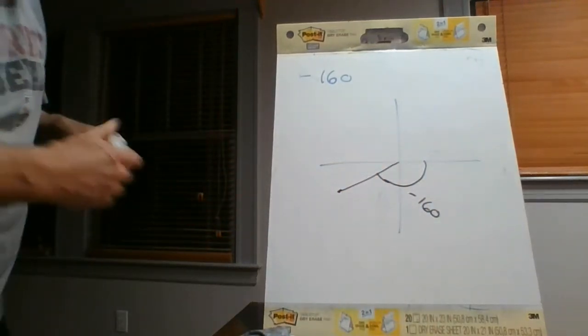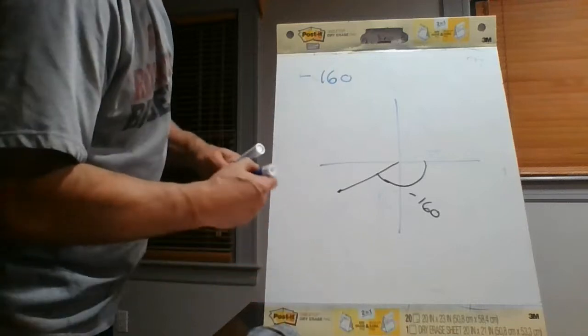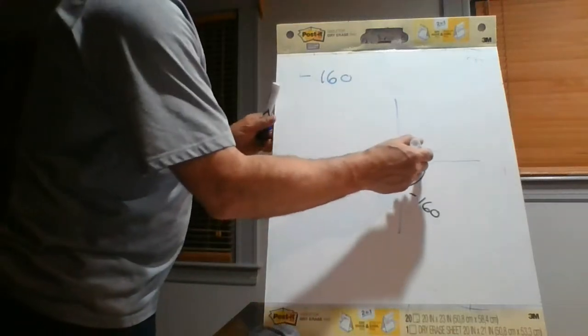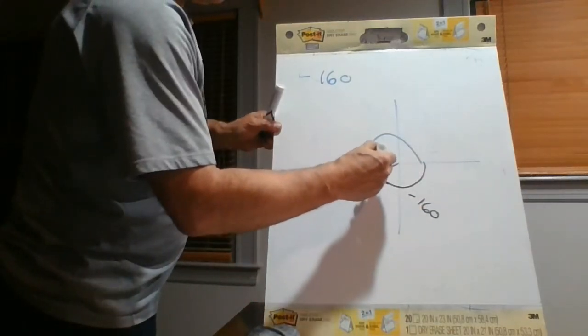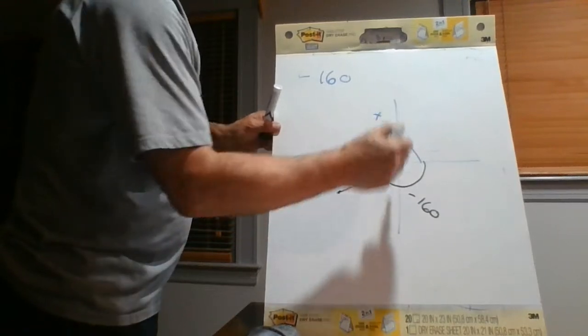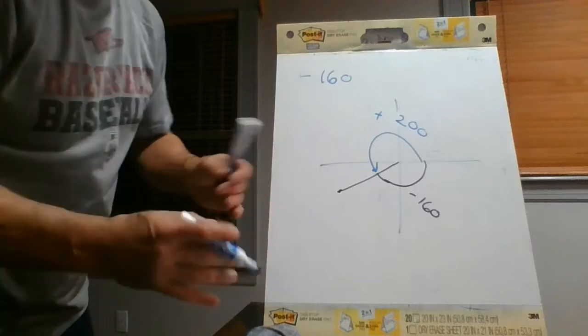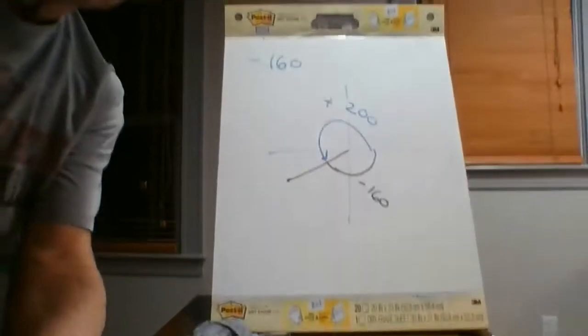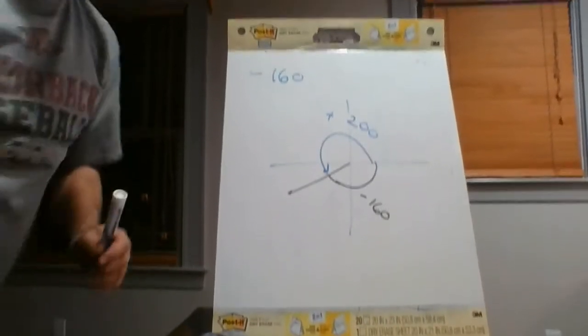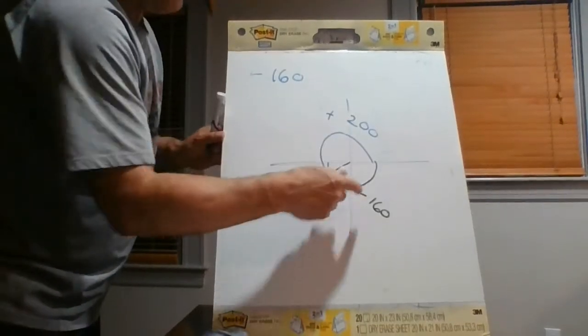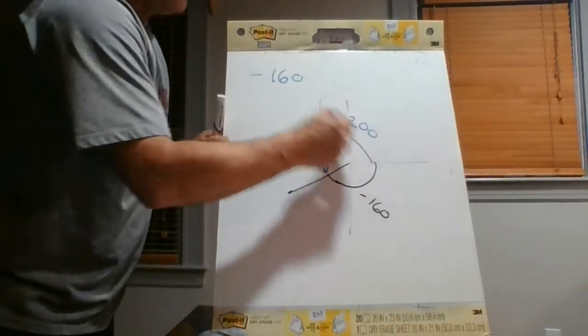What's coterminal with that? Well, for the positive one, we go the opposite way, counterclockwise. And what would that positive angle be? It would be 200. And I don't use a formula, subtract from 360, 360 minus the angle. I just say these two absolute values have to add up to 360. So 200 is one of the answers.